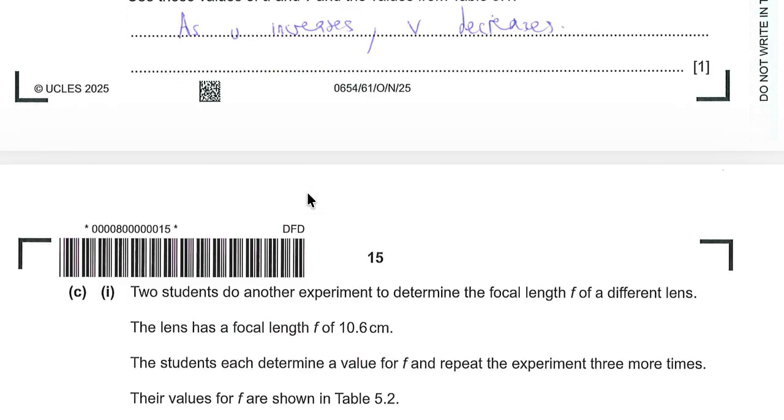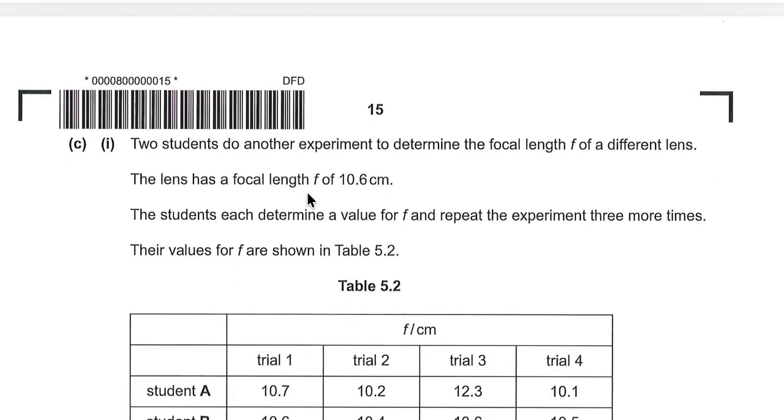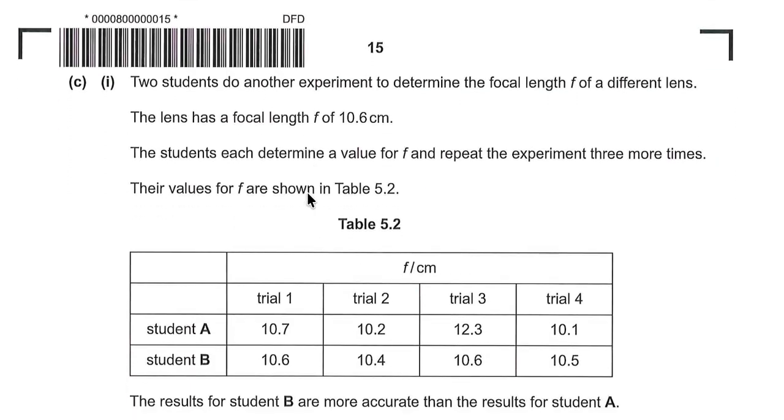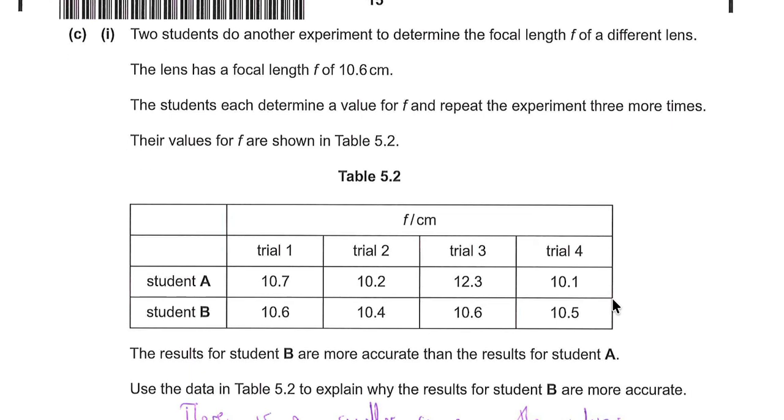Last one. This is where I'm really glad I'm filming this, because I realized when I wrote this, I wrote something incorrect. Two students do another experiment to determine the focal length. We have a focal length of 10.6. They determine a value for f and repeat the experiment 3 more times. So we've got this lovely bit of data. Now, this is where I did not read the question. I wish I had reread the question because my answer is wrong. I'll write it down and you can see.